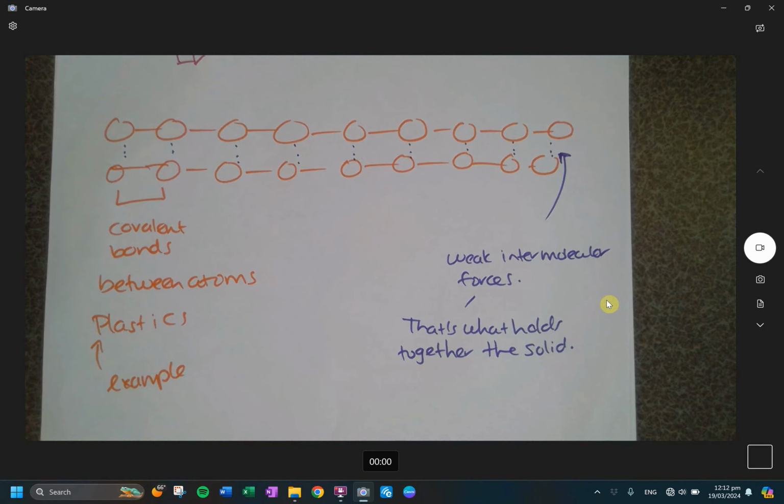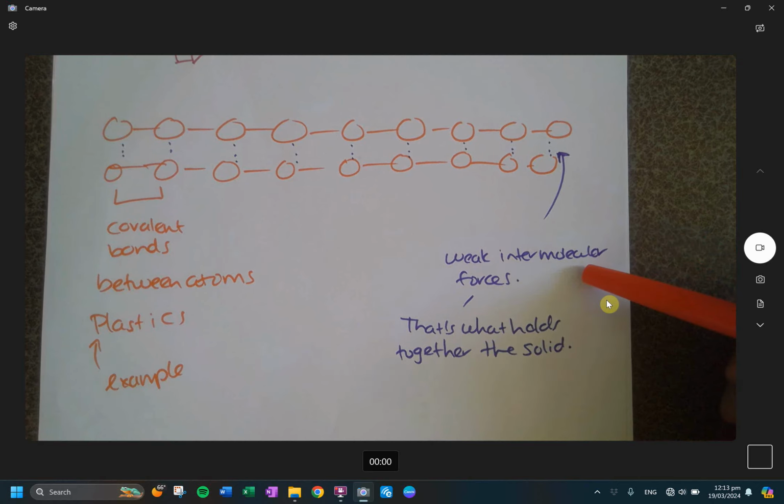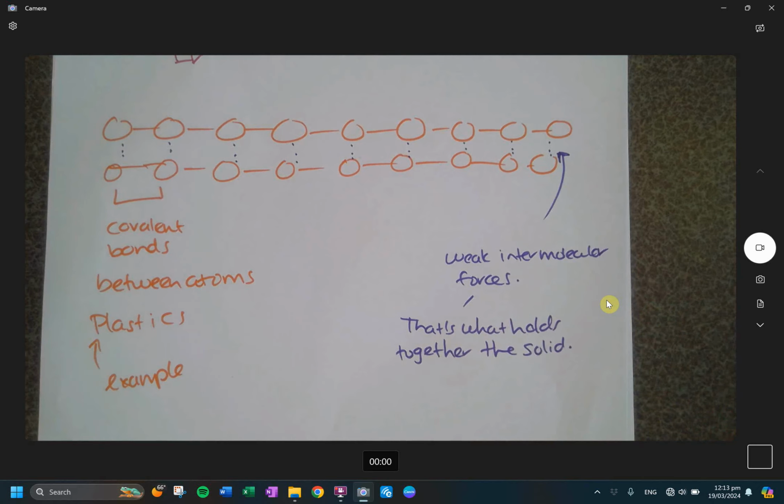And plastics in comparison to 2D and 3D networks will often have low melting and boiling points because what's holding that solid together is just these weak intermolecular forces. Since it's the weak intermolecular forces that are holding these solids together, it doesn't take a lot of energy to break it apart. So that's why you see plastics melting fairly easily.